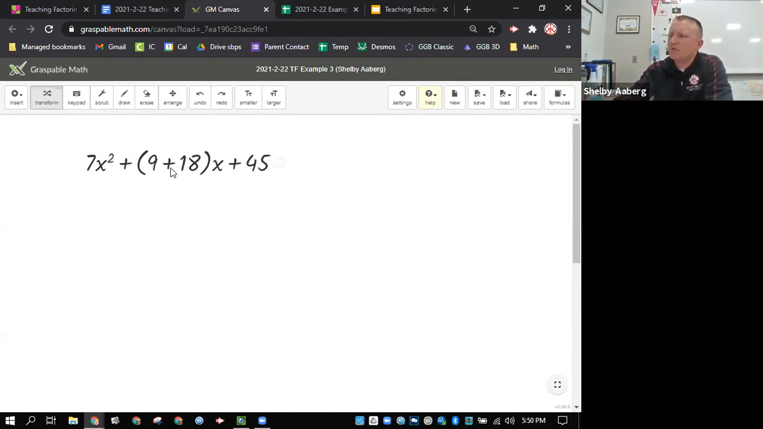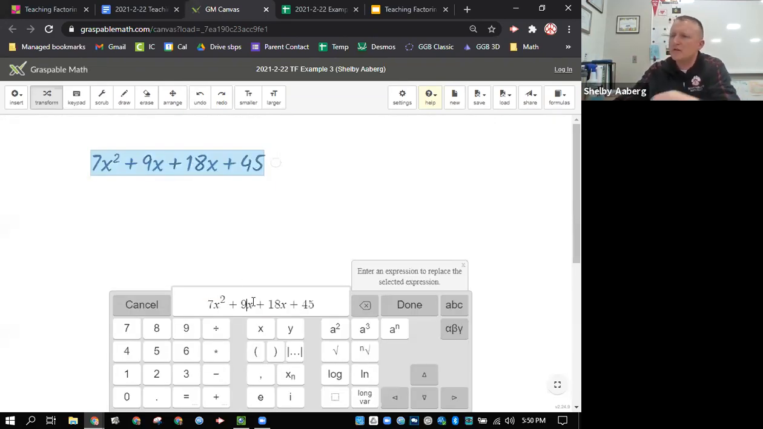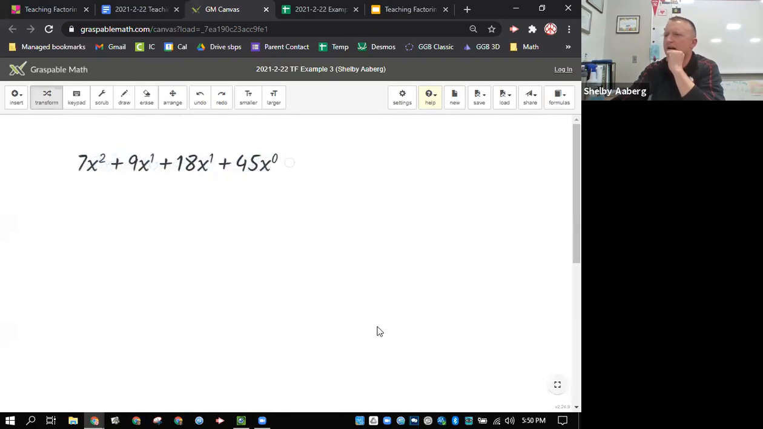Another thing that I do quite often with kids is, with the starting problem, I would indicate, let's see if I can modify this expression, click here, transform line. So I would modify this expression. Here's something I don't like about Graspable Math. If I try to slap a 1 power in there and a 0 power in there, I wonder what'll happen. Oh, it did it. How nice. This was not working last night.